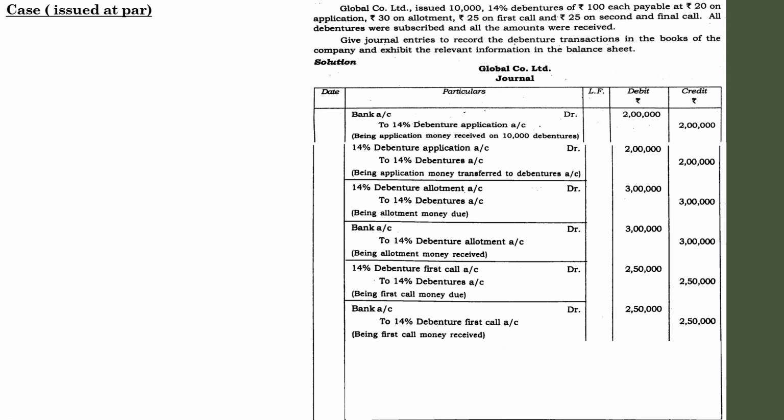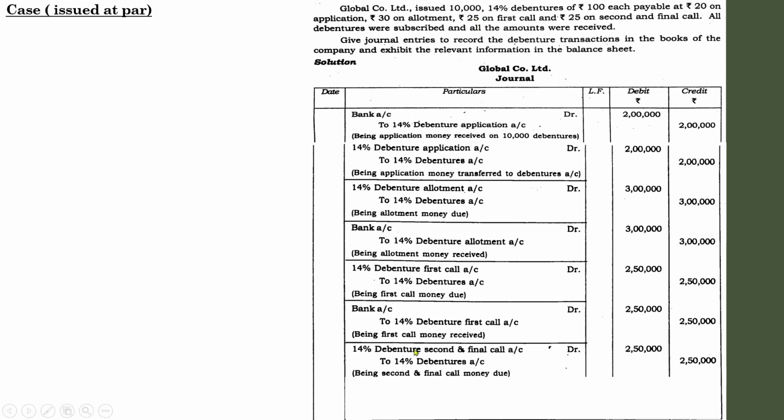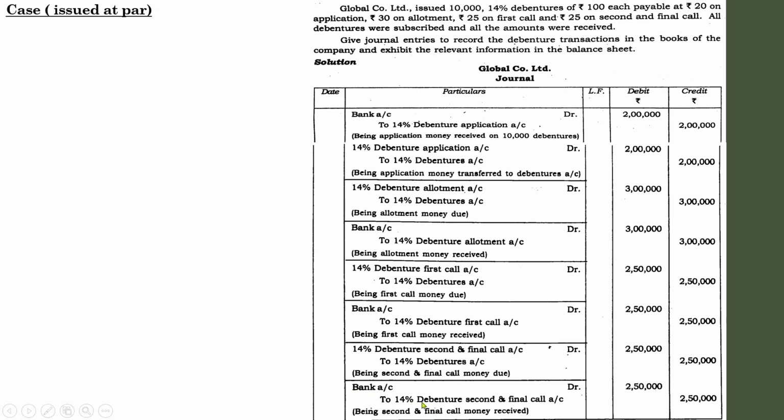Next, finally the second and final call. So 14% debenture second and final call account debit to 14% debentures. Here also 25 per debenture, so 25 into 10,000, 2,50,000, being second and final call money due. And finally, that is the payment entry. Bank account debit to 14% debenture second and final call, 2,50,000. So these are the entries you have to pass in a typical question where the company issues debentures on installment basis. Now you have passed all the entries.